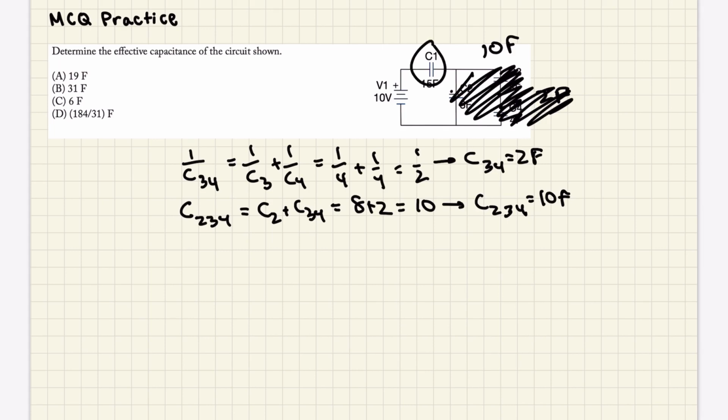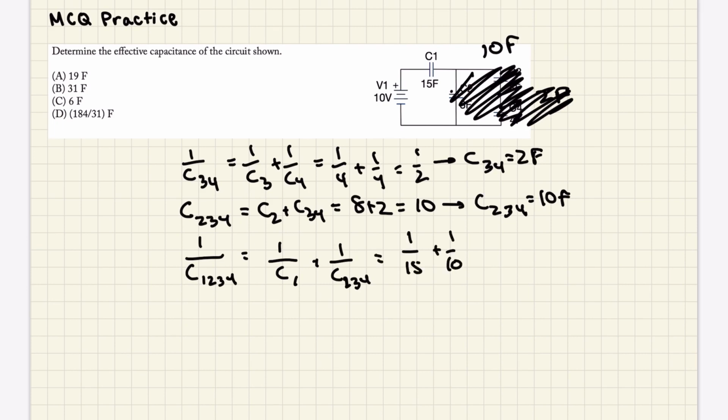This is equivalent capacitance. Don't forget this last capacitor though. We have C1234, and this is going to be in series. And so we use the formula 1 over C1234 is equal to 1 over C1 plus 1 over C234. And that's just 1/15 plus 1/10. If you are allowed to use your calculator on this, you can, but you can also just have a common denominator of 30. That means it's 2 plus 3, which is 5 over 30, or 1/6. And so this is going to be equal to 1/6. So C1234 is just equal to 6 farads. And what's the answer choice? That's going to be C right here. Our answer will be C.